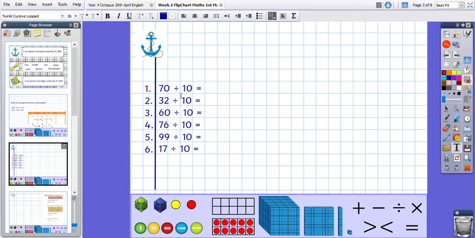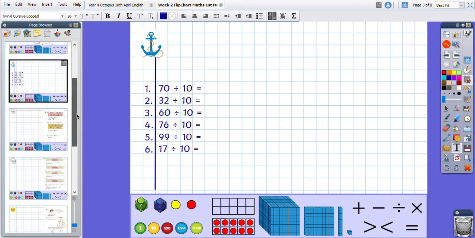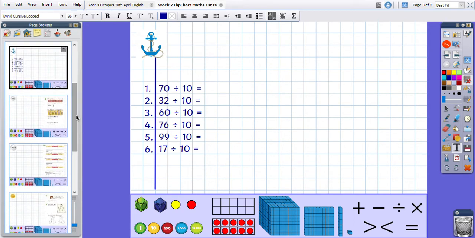Again, your anchor task is to divide two-digit numbers by 10. Draw your place value grid if you need to answer these questions.